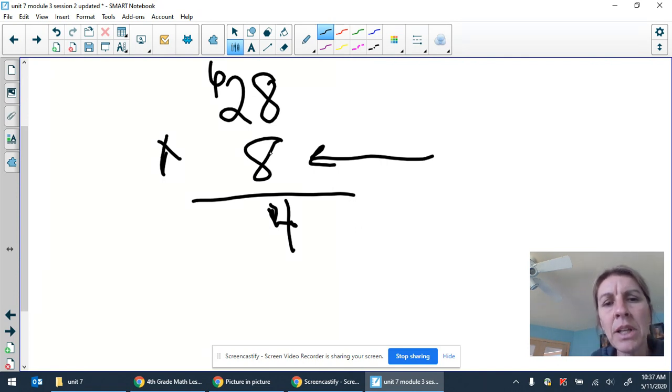So now I'm going to take 8. Really, ultimately, I'm taking 8 times 20 up here, but I'm going to take it just 8 times 2. I get 16, meaning 16 tens pretty much, but 8 times 2 is 16.